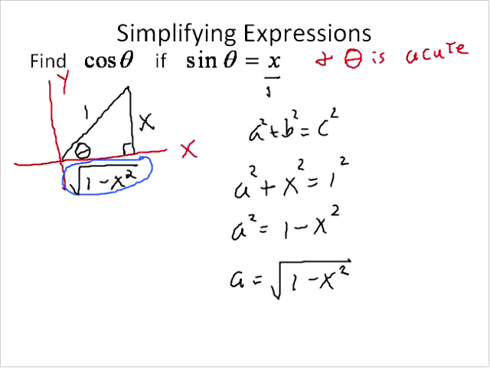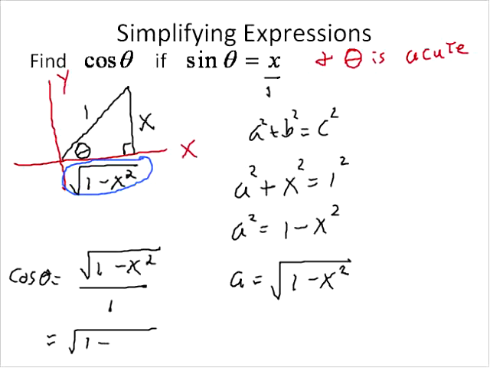So now I can easily find cosine. The cosine of theta is the adjacent over the hypotenuse. So it's the square root of 1 minus x squared, the whole thing over 1, or just the square root of 1 minus x squared. So there we go. We've just found the cosine of theta, given that the sine of theta was just x.